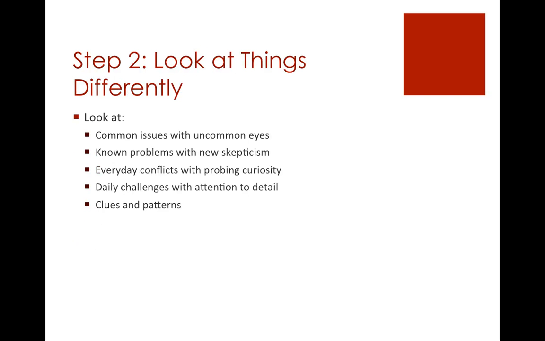Step 2 in critical thinking is to look at things differently. If you look at this slide, looking at things differently involves things like looking at common issues with uncommon eyes, known problems with new skepticism, everyday conflicts with probing curiosity, daily challenges with attention to detail, and clues and patterns. Really what all of these get at is the idea that critical thinking requires us to recognize our biases and our frames and to try to see things from multiple perspectives. So if you take your initial response to something, you should always ask, what am I missing? How might someone else see this?